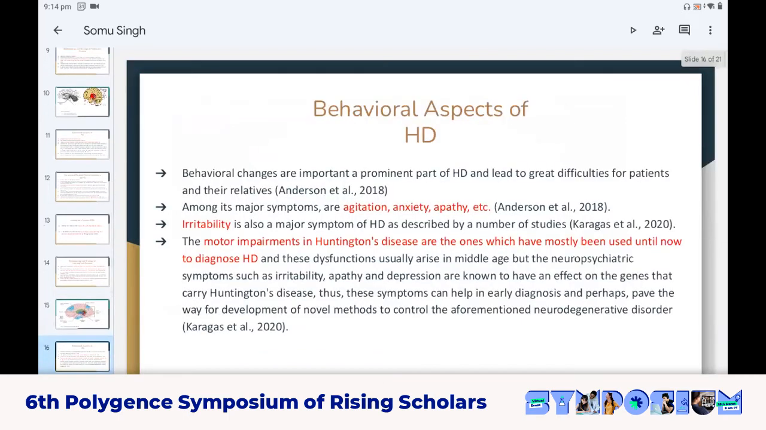Now, coming on to the behavioral aspects, the difference between the motor symptoms of Parkinson's and Huntington's disease is that in Parkinson's, while there are some motor impairments, in Huntington's disease, these motor impairments occur with a jerky kind of movement. And the psychiatric symptoms include anxiety, apathy, and even irritability is a major symptom.